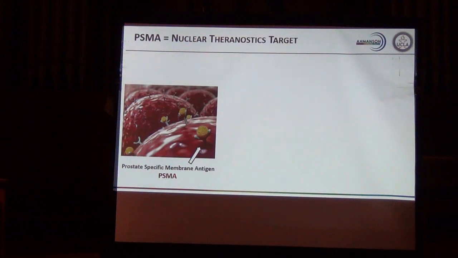Here we talk about prostate cancer, the PSMA, prostate-specific membrane antigen. So this is a good nuclear theranostic target because it is highly overexpressed by the prostate cancer cells. It means the prostate cancer cells are different from others because they have a lot of this target, this PSMA target.